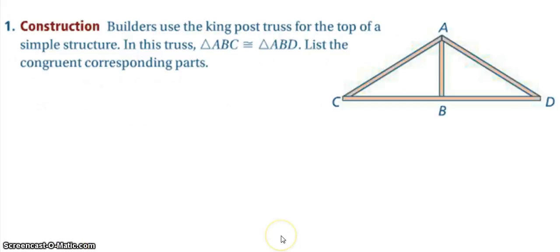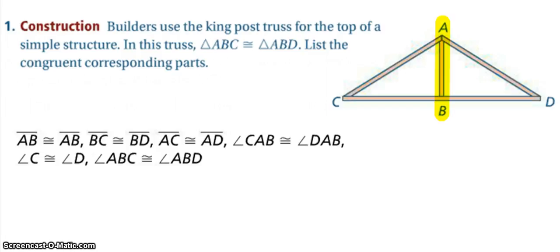So this example is not in the lesson, but it is in your notes. Go ahead and try to think, in this truss, this is like the roofing truss for a building, what would the corresponding parts here be? Now you may think it's a little pointless or redundant, but we always start with AB being congruent to AB because it's used in both triangles, my AB here and my AB there.